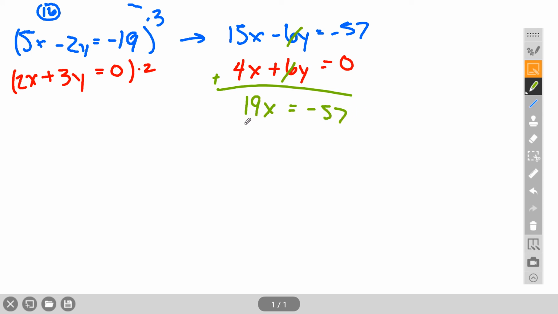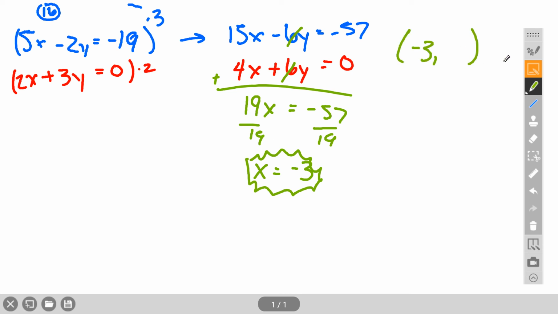Pretty sure I know how many times 19 goes into 57 because I just did it. It's negative 3. So the x-coordinate is negative 3. I'm going to put this back into one of these equations. I think I'm going to go with the second one. The second one looks a little bit easier. So I'm going to do 2 times negative 3 plus 3y equals 0.